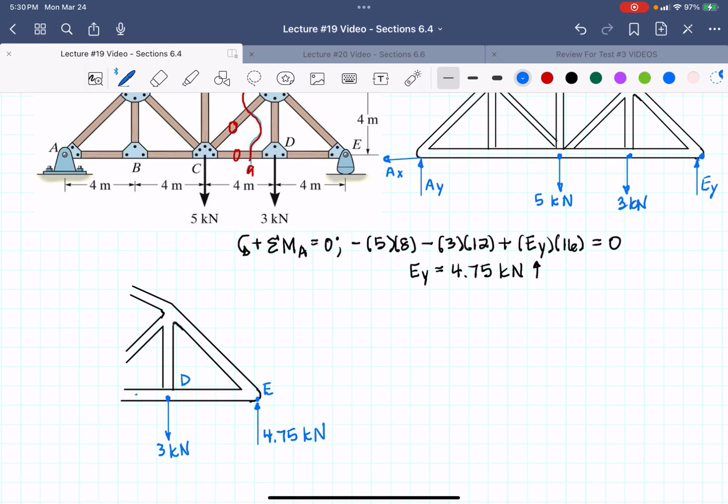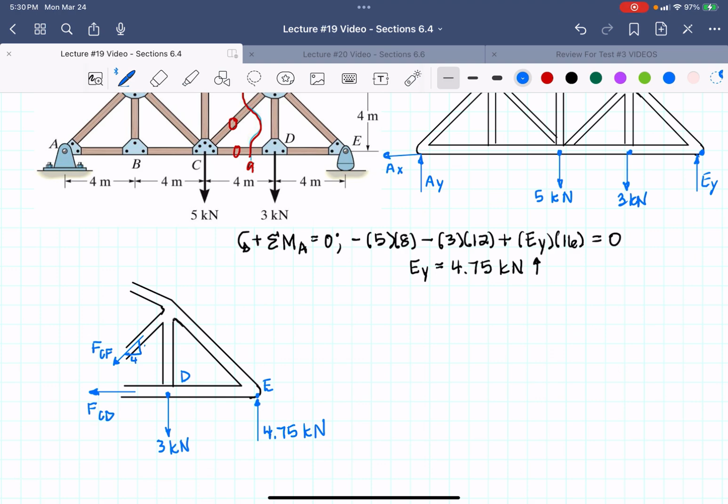So I've got FCD going horizontal. Remember, we're assuming tension. So we're going to assume that the forces are away from the joint. So I'm going to have this one here, which is FCF. By geometry, I can find this similar triangle, and it is 4 on one side, 4 on the other side, which means that the hypotenuse is going to be the square root of 32.